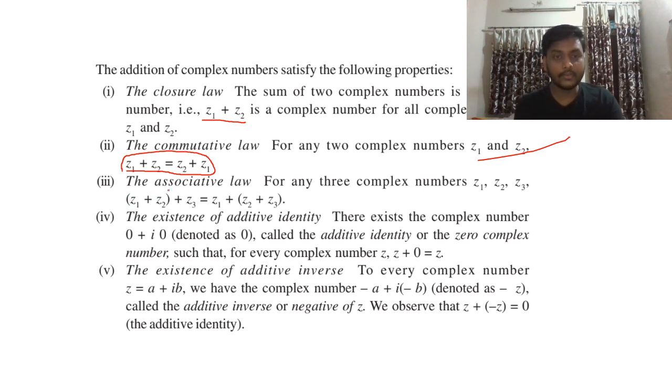Then the associative law, which states that for three complex numbers z1, z2, z3, we have (z1 plus z2) plus z3 equals z1 plus (z2 plus z3).